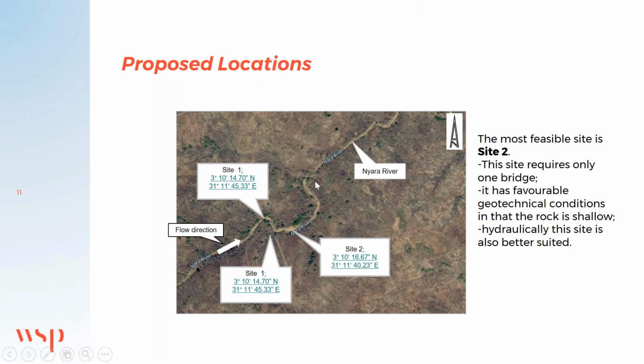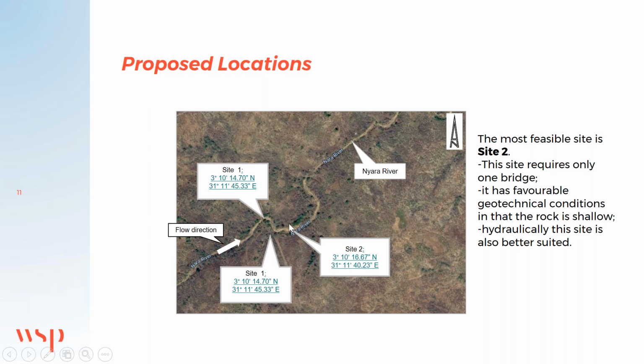This is a bit of a repeat of the previous slide, but it demonstrates the sites now on Google Earth images, and you can see site 2 is over here, site 1 and 2 are basically over here. In the end, the decision was made to choose site 2, mostly because this site only requires one crossing. It also has favorable geotechnical conditions, and the hydrology of this site is also better suited.